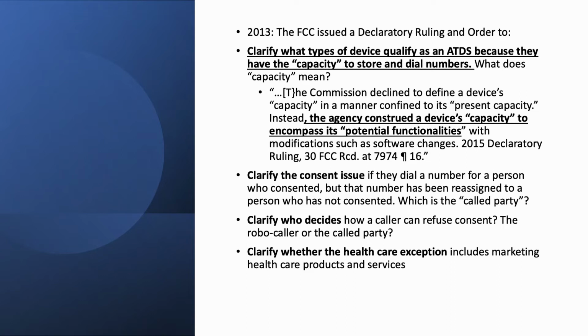In 2013, the FCC issued a declaratory ruling and order, and they said, we are going to clarify what an automatic telephone dialing system is. Because technology advances, and so rules have to be passed to try to cover the latest technology. And the key question is, what does that term capacity mean? Remember we talked about it's technology that has the capacity to store and dial numbers. What does capacity mean?